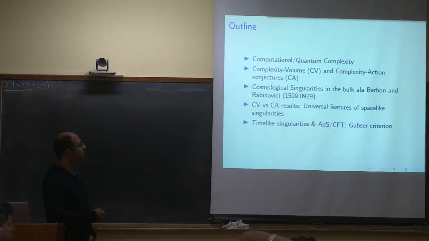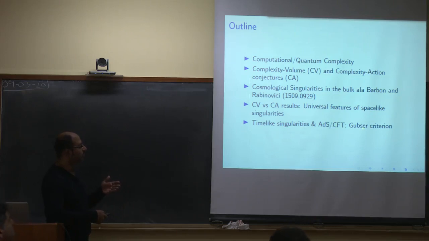And then I'm going to talk about cosmological singularities, which were engineered by these authors. These are the kind of singularities we study, trying to understand what complexity has to say about them. I will then compare the CV and CA results and try to draw some lessons for the appearance of, say, spacelike singularities and what we understand about them from the complexity analysis. And then I'll talk about more recent work which I've done, trying to understand time-like singularities in the bulk and what the understanding is from the CFT side.